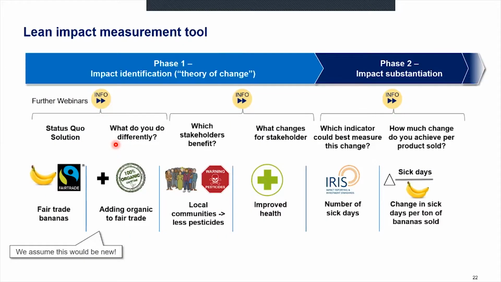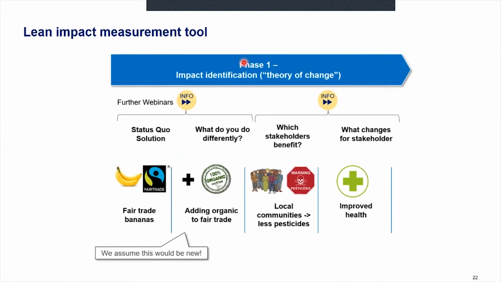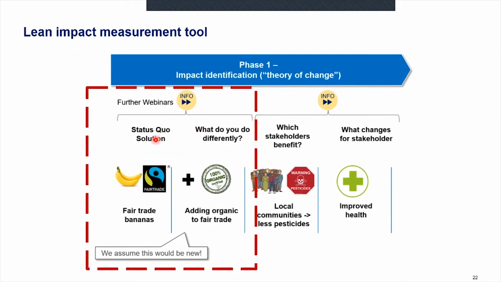Referring back to our example of organic fair trade bananas will help us to identify what we mean by business model differences. So at this stage, only focus on the impact identification and the link between the status quo solution and what you do differently. If we assume that organic fair trade bananas is a new solution that didn't exist in the market before, we have to make changes to the business model in order to provide this offering.